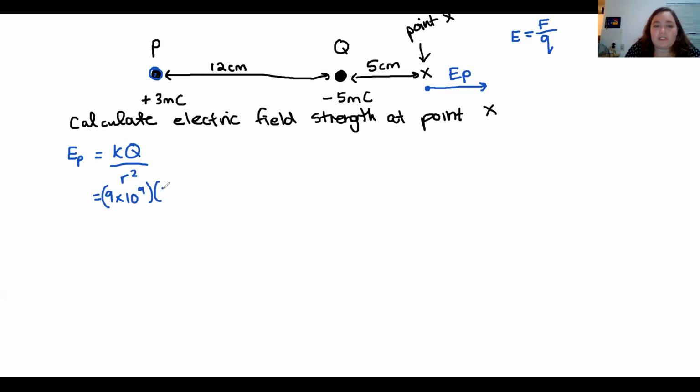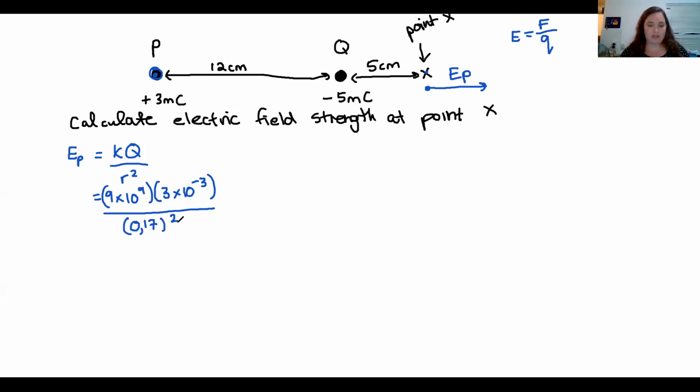The Q value that I've got here is 3 millicoulombs, which is 10 to the negative 3. Don't forget that. Then comes the distance, and this is where people get silly. We need the distance from P to X. Not from Q to X or from P to Q, from P to X. P to X is 12 centimeters plus 5 centimeters, so it's 17 centimeters. Except we can't write 17 because that's in centimeters. We need to divide it by 100 to get 0.17 meters. And then we mustn't forget to square it.